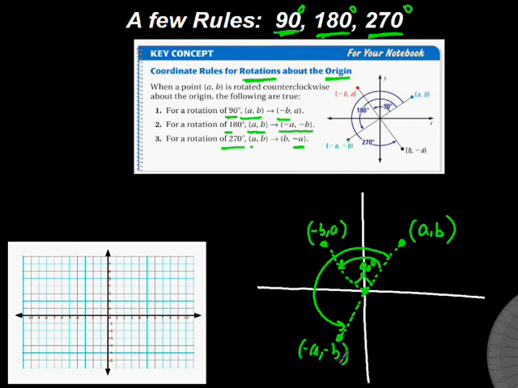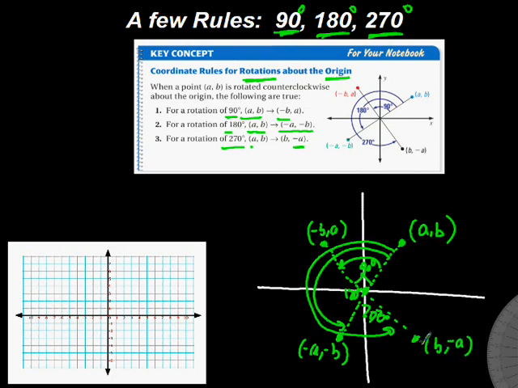Okay, and if I want to go any further, that's 180. And if I want to go even further, go all the way around to 270 degrees. At 270 degrees, this point AB changes from B to negative A. And that's it going all the way around.